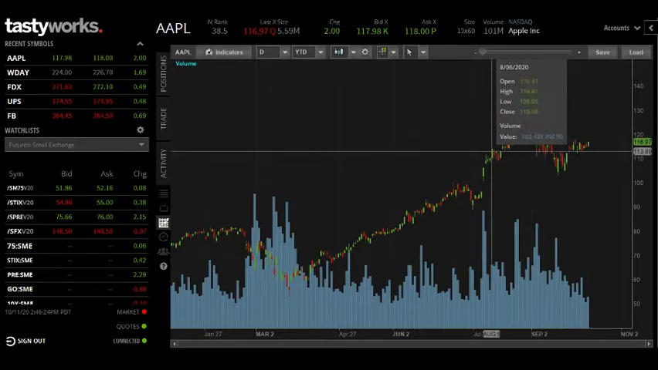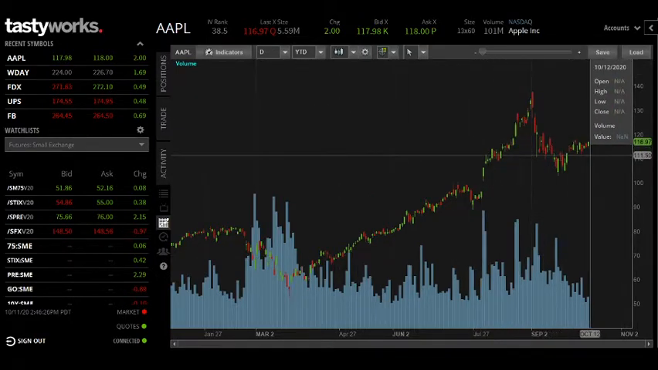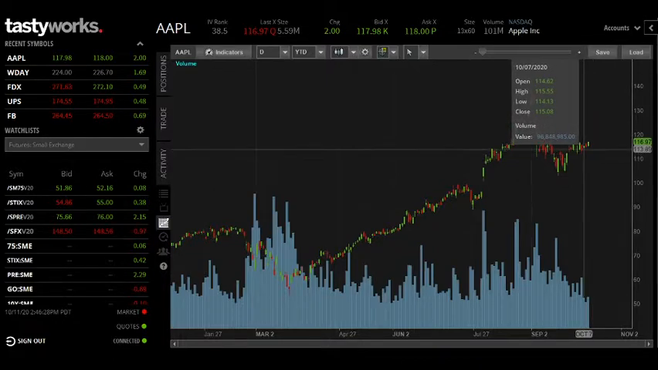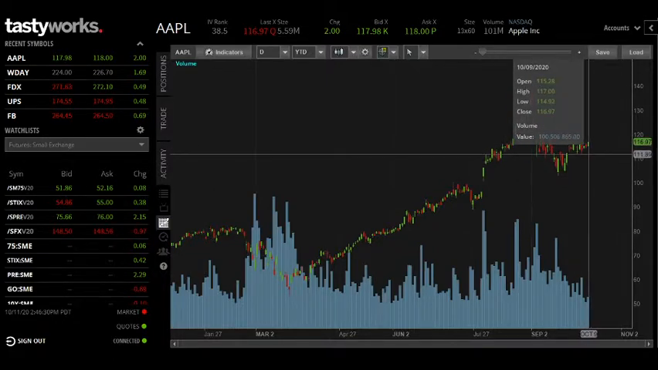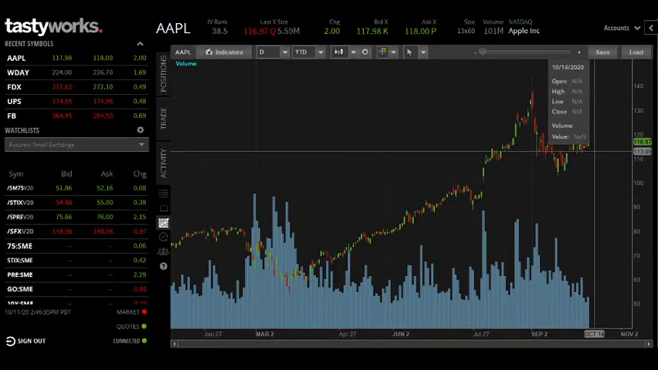See how we have a really good resistance right here at this 112 area. But we have a good support right around this 112, 112.5 area.